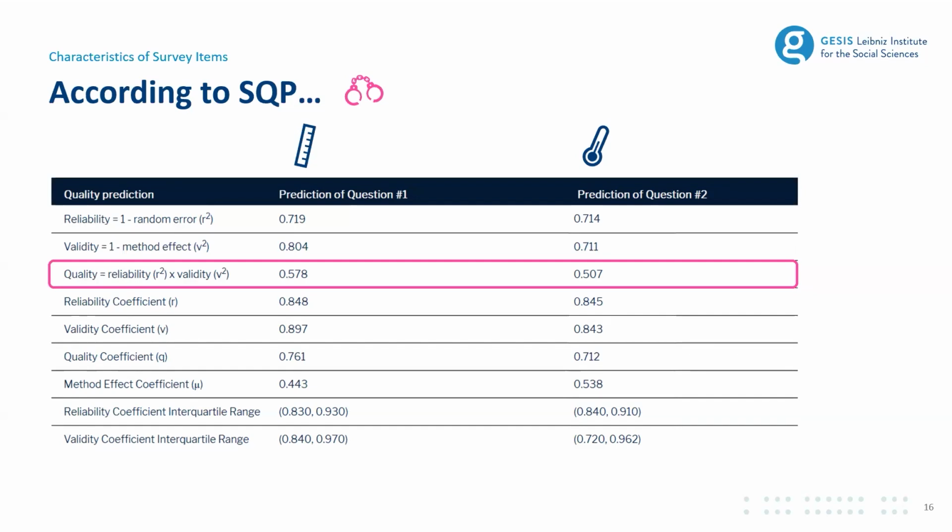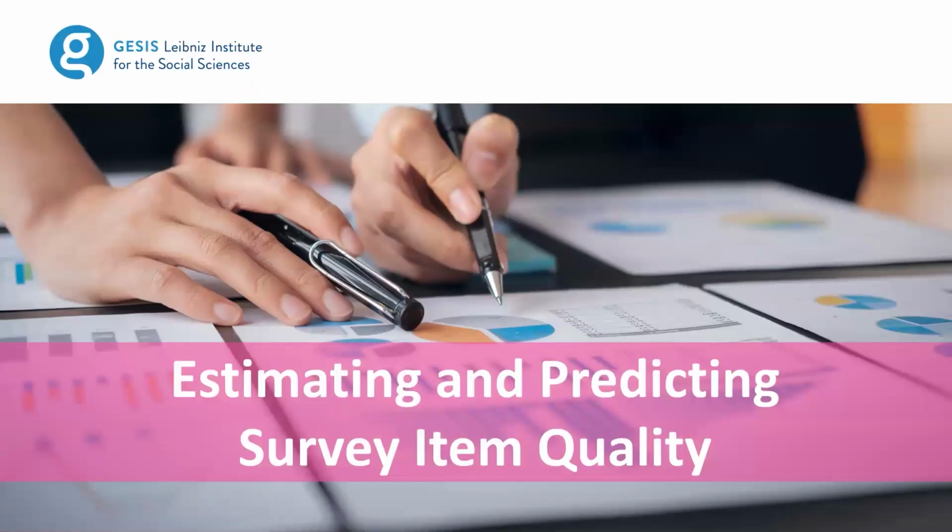It's not that direct or not that easy to interpret it in that way, but you can compare them with each other, and you see that the quality of the first version is higher than the one of the second. So consequently, based on these predictions, you would probably go for the first version for measuring this concept.